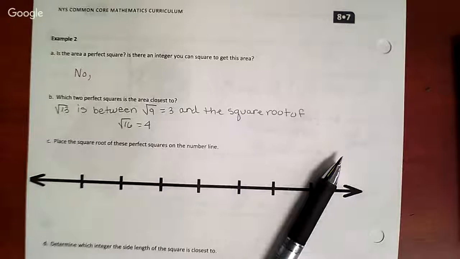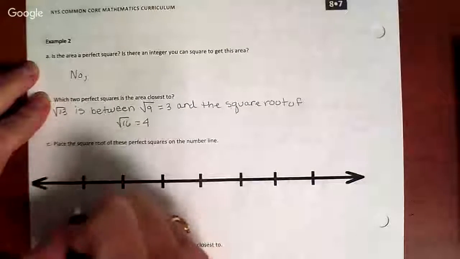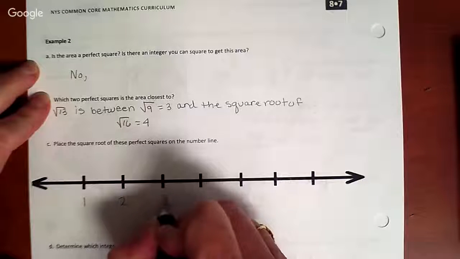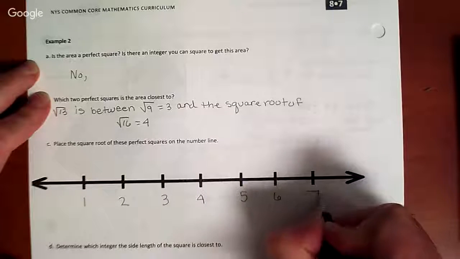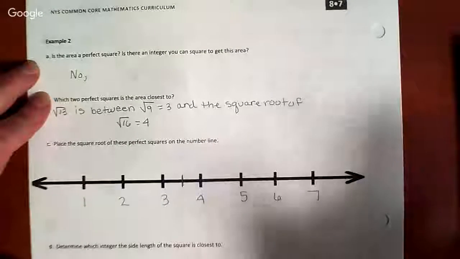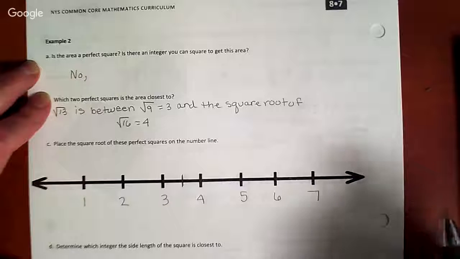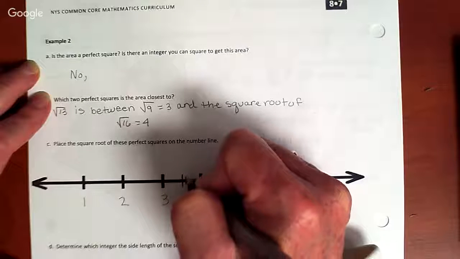Okay. So next, it says place the square root of these perfect squares on the number line. Well, to do this, on the number line, I would have to do 1, 2, 3, 4, 5, 6, 7. And it would be about here on the number line, just about past half. And actually that's half, so it would probably be right about here.